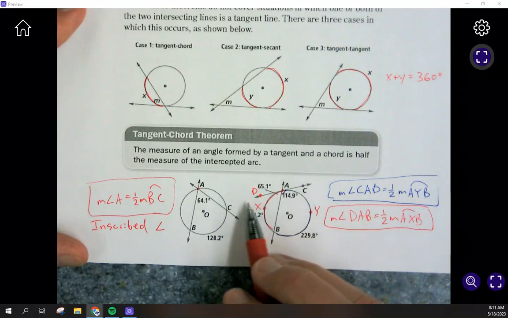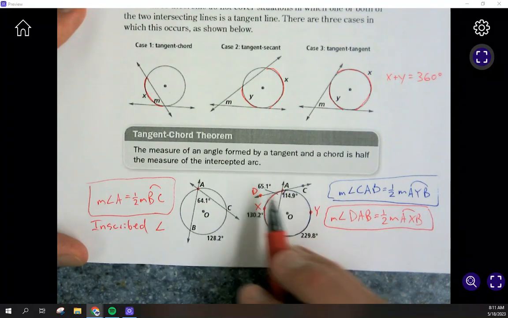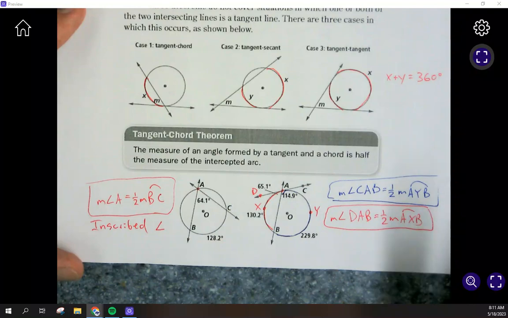All right, so if you have a tangent hitting a secant on the edge of a circle, it works just like an inscribed angle, nice and easy. To the back.